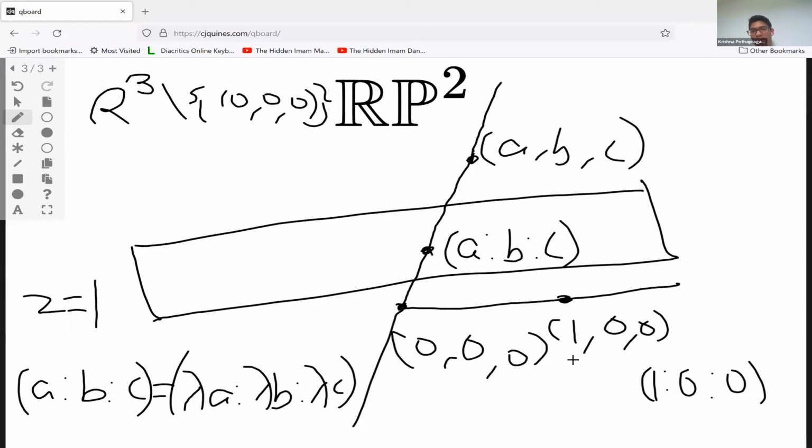And the question I asked right now is, when we compress R cubed into the real projective plane, 1, 0, 0 goes to the point in RP squared 1 colon 0 colon 0. But the question I pose is, what does this look like in our visual representation?